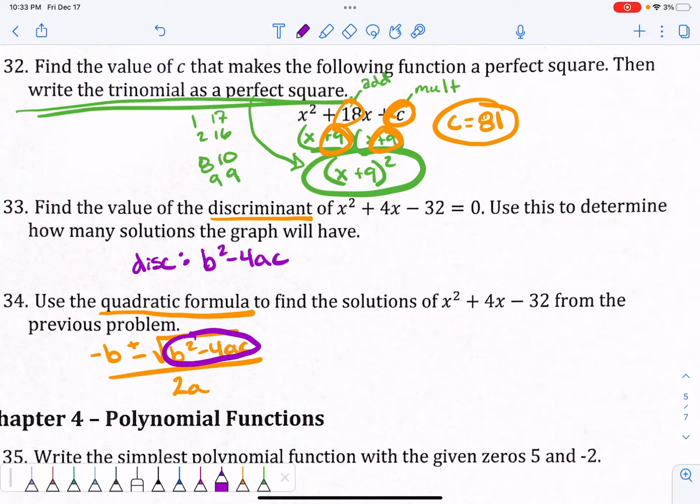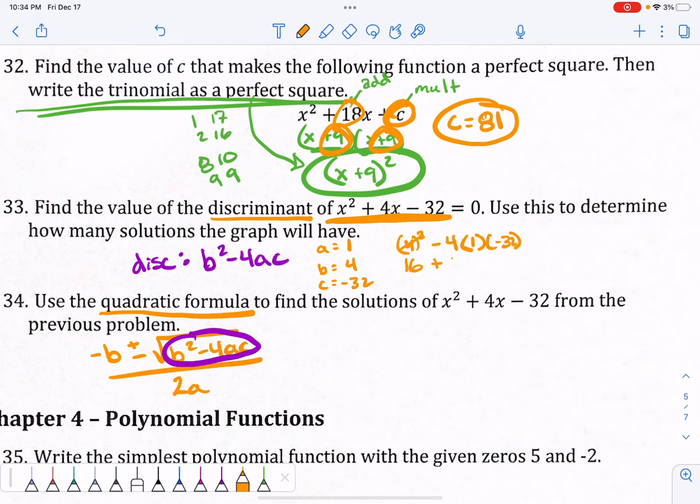Okay, so we're going to calculate that b squared minus 4ac. And we're going to get A, B, and C. And A, B, and C from this is 1 and 4 and negative 32, okay? So B squared is 4 squared minus 4 times, I should put parentheses around that, 4 times 1 times negative 32. And 4 squared is 16. 4 times 32, and two negatives make a positive, so that's 128. So I have 16 plus 128, which is 144, and that is the value of the discriminant, okay?